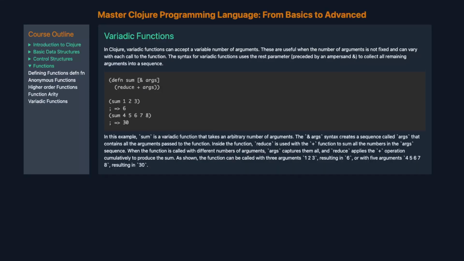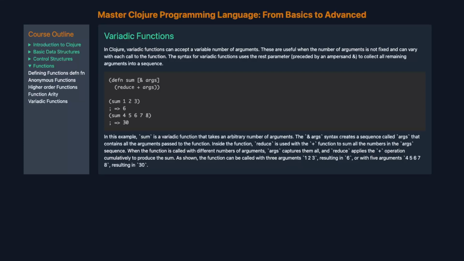Variadic functions. In Clojure, variadic functions can accept a variable number of arguments. These are useful when the number of arguments is not fixed and can vary with each call to the function. The syntax for variadic functions uses the rest parameter, preceded by an ampersand, to collect all remaining arguments into a sequence. In this example, sum is a variadic function that takes an arbitrary number of arguments.